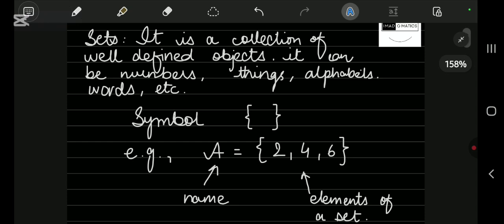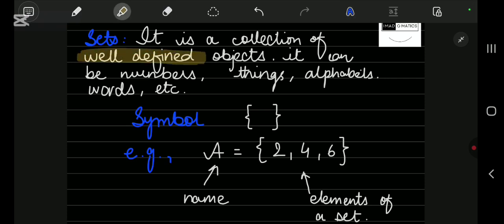Okay, so the symbol is this, the example is this, and the important term is well-defined objects. Okay, there should be no repetition, they should be well defined.